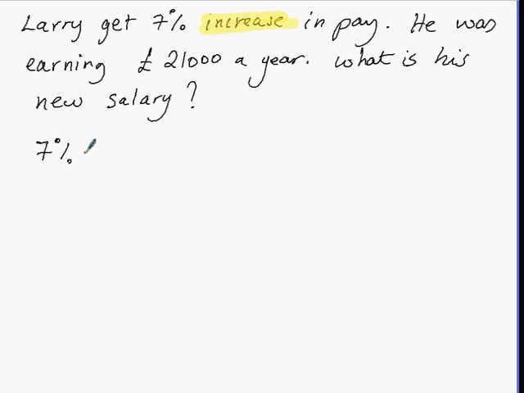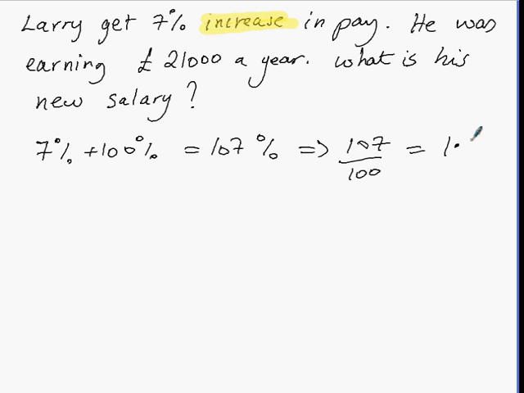So 7% plus 100% makes 107%. And 107% can be written as 107 out of 100. And I know that when I divide a number by 100, then I just move the decimal point two places backwards towards the left. So it gives me 1.07. And if you can't do that in your head, you can always take your calculator and do 107 divided by 100. But really, you should know how to do this. All right, so I've got my multiplier. So this number here is my multiplier.